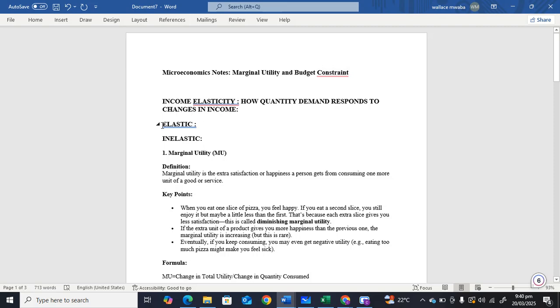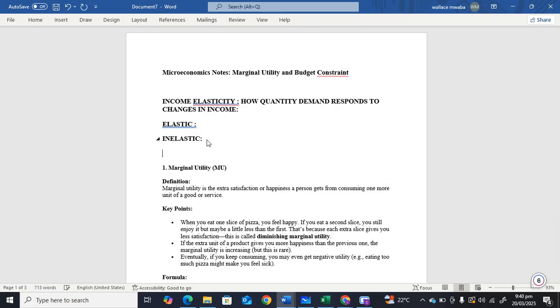Now, this income elasticity of demand can help us to determine if a good is a normal good or an inferior good, okay? Depending on the value of the coefficient, which is the number before the letter which represents income, okay? Colleagues, what is a normal good?